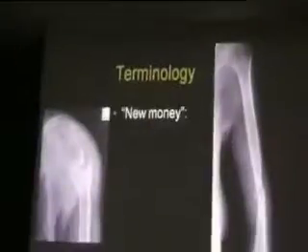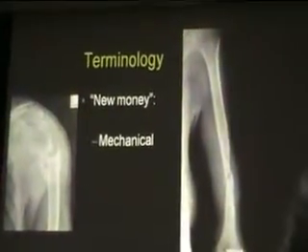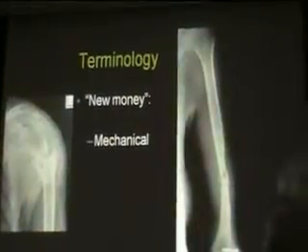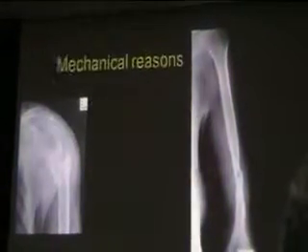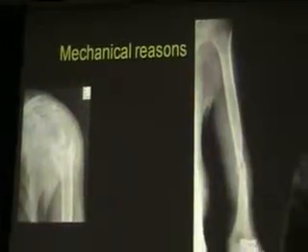Non-unions can be qualified in different ways. And you've been using the terms hypertrophic, atrophic, oligotrophic, and as Graham has just said, we really find this particularly unhelpful because it doesn't help us assess what's going on and then address it properly. So perhaps nowadays, you might be better to use the terms mechanical non-union, biological non-union, or a mixture of the two.